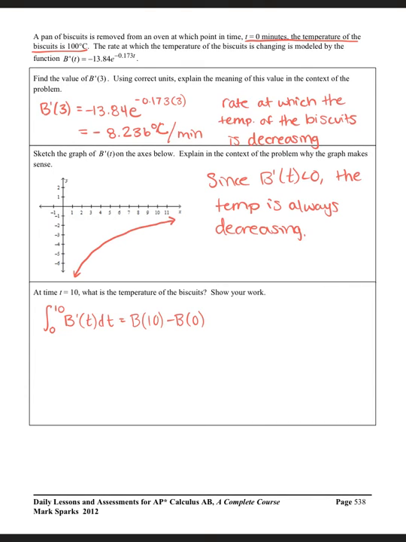So now if you use your calculator, because you have an equation for b prime of t, you get that it equals negative 65.817. We don't know what b of 10 is, but we know that b of 0 is 100. So doing some algebra, you get that b of 10 is equal to 34.183 degrees Celsius.